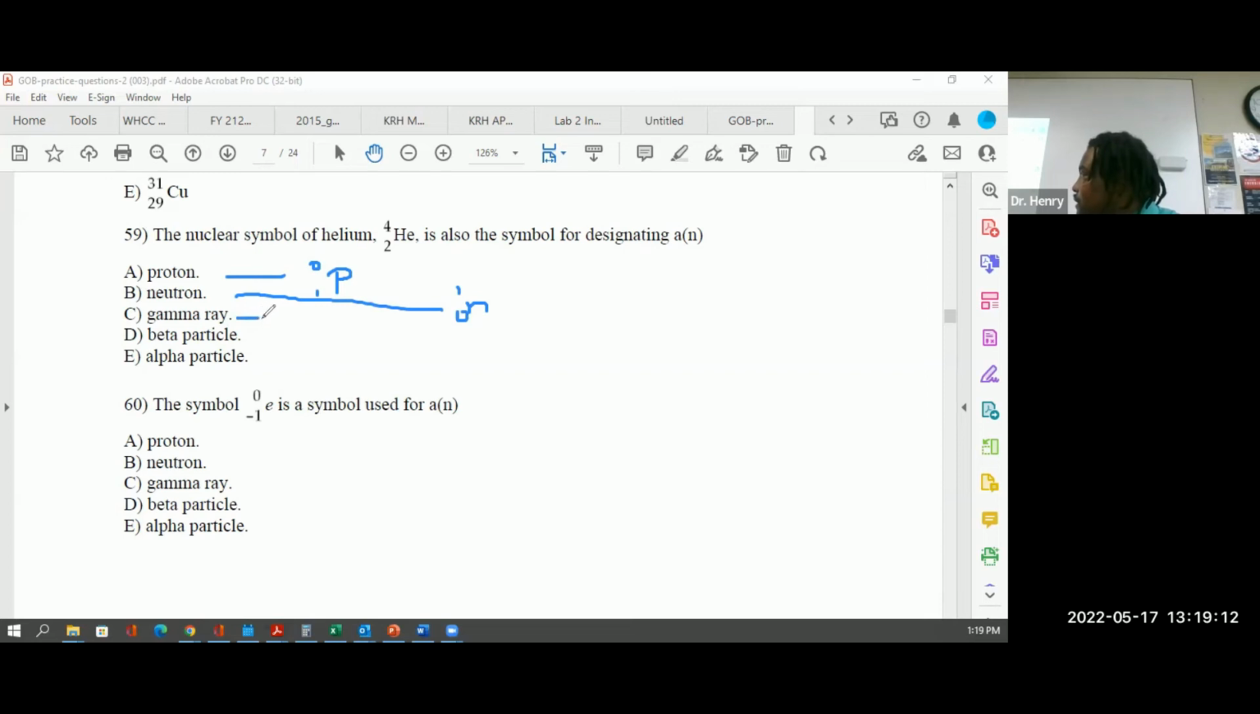Gamma rays, well, gamma rays is a combination of your proton and your neutron, so we're not going to have that one. Our beta is a negative charge, which is E, minus 1 and 0. And then by default, our alpha particle is going to be helium, 4, 2. So the answer is E, as in Edward.